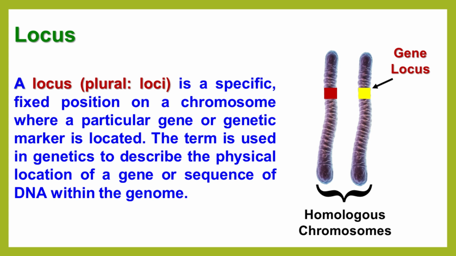A locus, which its plural is loci, is a specific fixed position on a chromosome where a particular gene or genetic marker is located. The term is used in genetics to describe the physical location of a gene or sequence of DNA within the genome. For example, on human chromosome number 15, there are two genes responsible for eye color. This means that these genes are located in a specific region of chromosome 15 in all of us. But there is a term called translocation that can change the location of a gene, which is usually a rare phenomenon and discussed in cytogenetics.